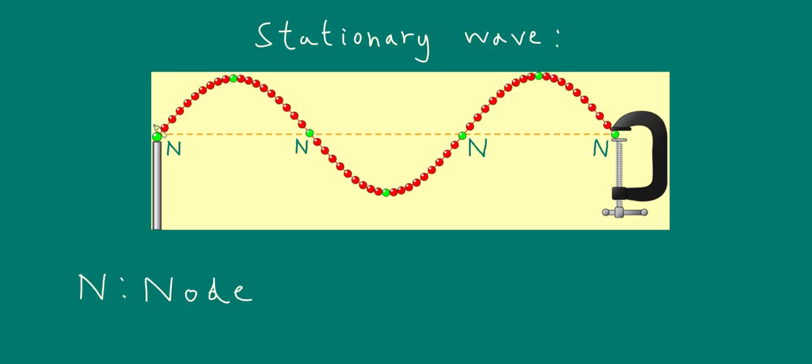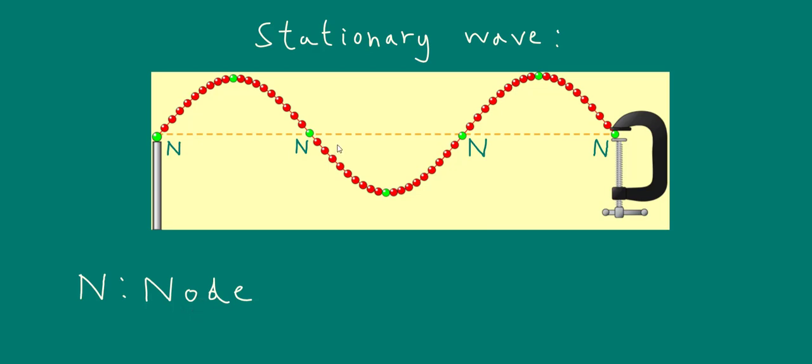I mentioned a moment ago that in a stationary wave there are certain particles or points on the wave that appear to be motionless or completely still. And that's these four green particles here, here, here, and here that I've labeled with a capital N. And the capital N stands for node. This is a common abbreviation. So points that are motionless on a stationary wave are known as nodes.